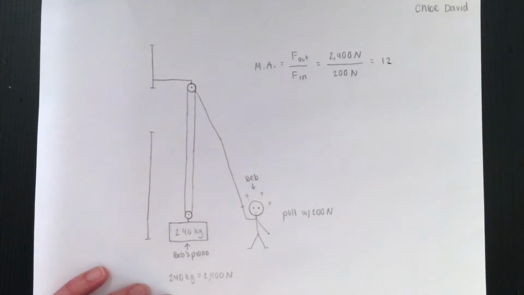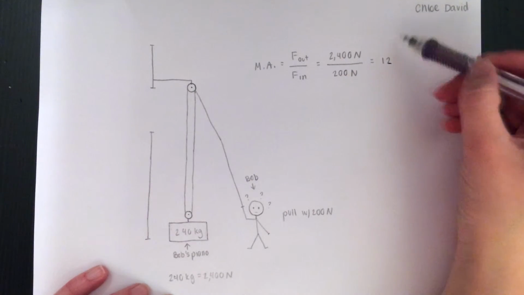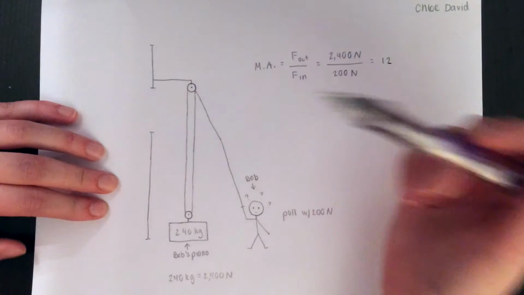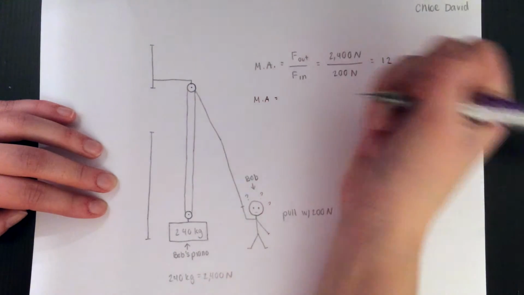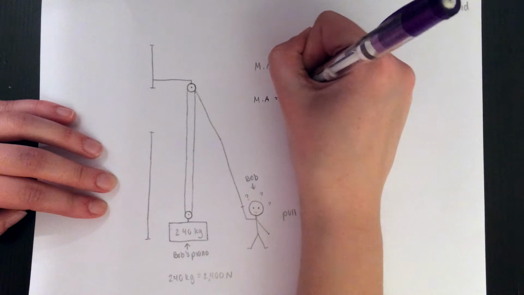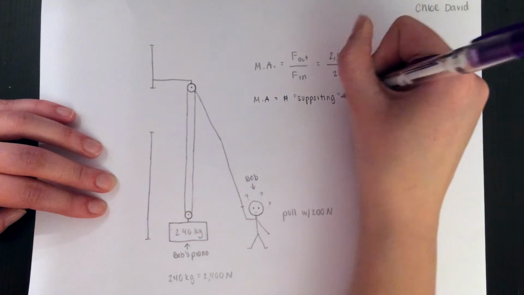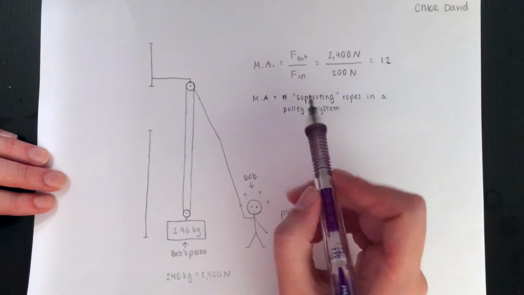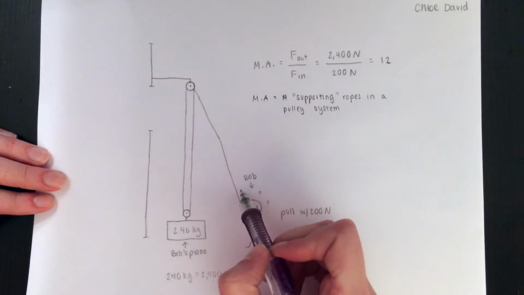So now what he needs to do is figure out a way to relate this mechanical advantage with the number of times the rope goes through this pulley system. So he also knows that mechanical advantage is equal to the number of supporting ropes in a pulley system. That is in reference to these ropes here, and not the rope that he's pulling.